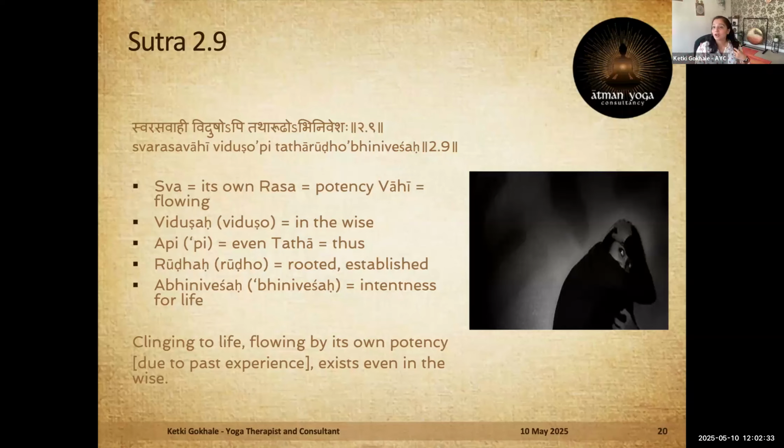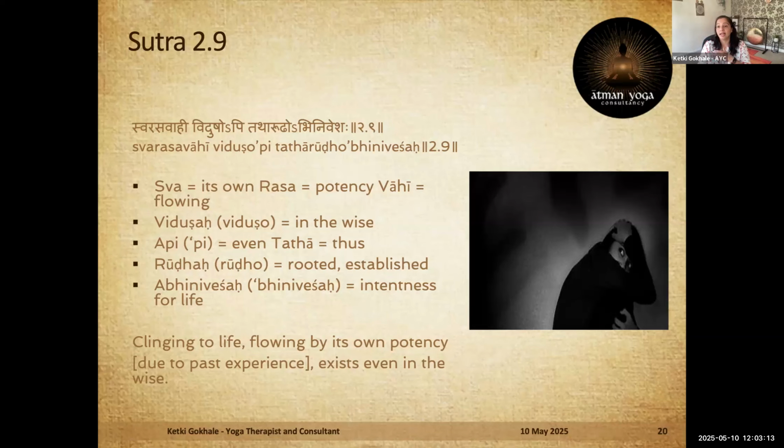Vidusha is the wise, or who has read scriptures, or Veda Pandit, or whoever you termed it as the highest wise person, that Vidusha, api, even in that tatharudho, that is rooted, established. What is abhiniveshaha? Intentness, clingingness to life. It's very hard to give up on this life, this body, isn't it?